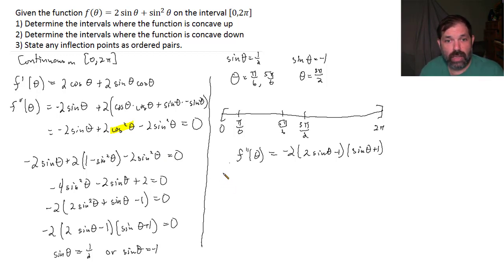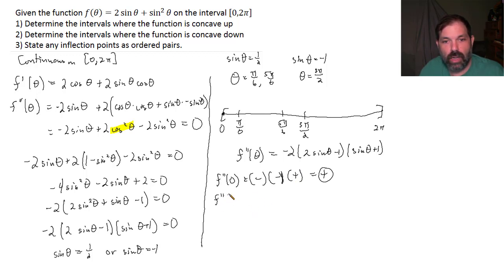All right, so let's test. Now we can test the endpoints. We can test 0. So what's f double prime at 0? Well, that would be a negative 2, which is negative. Sine of 0 is 0. So I have negative times a negative. Sine of 0 is 0 plus 1 is a positive. And so that would be a positive.